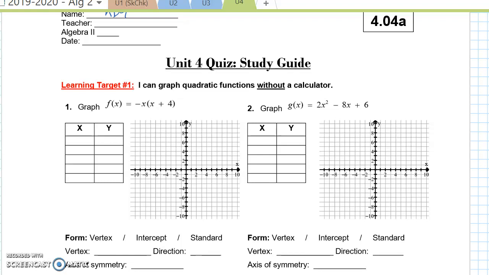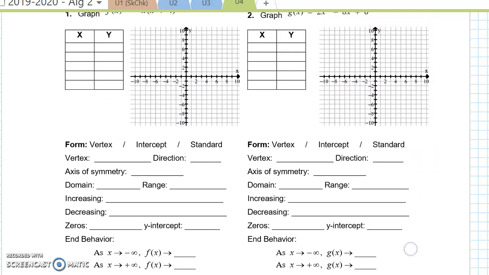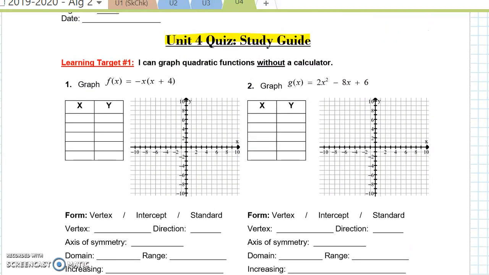This video is for the Unit 4 study guide. Starting off by looking at Learning Target 1 and Learning Target 2, where we have to provide information about or graph quadratic functions without the use of a calculator.